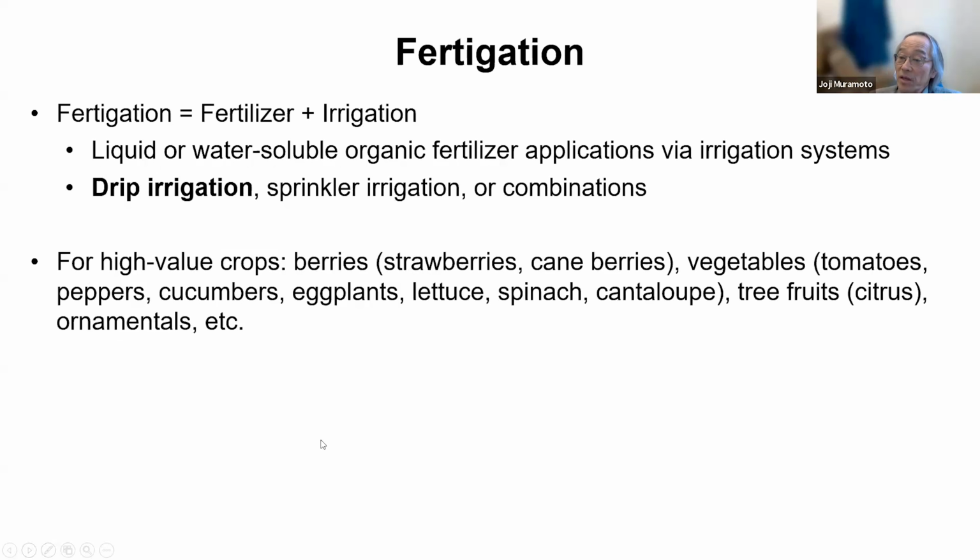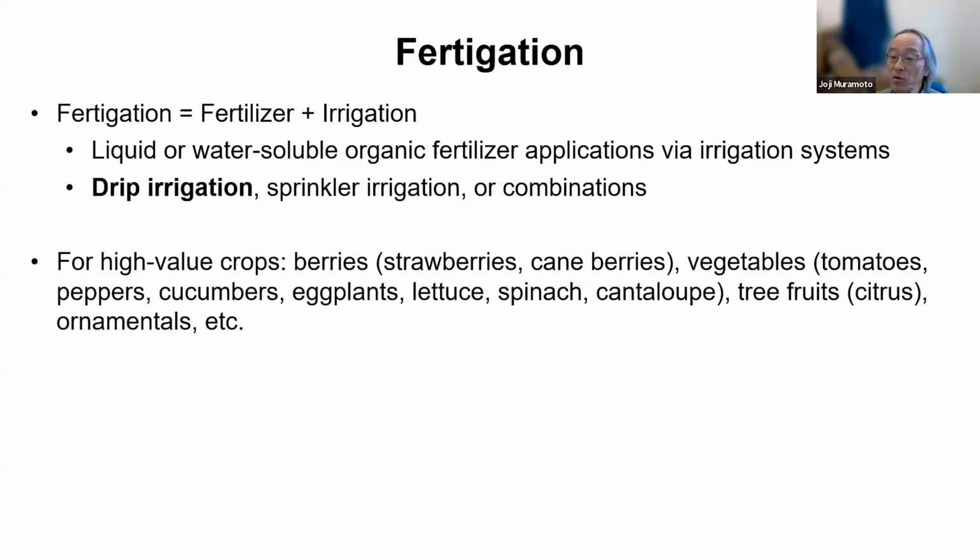So fertigation is the word combining fertilizer and irrigation. Which means liquid or water-soluble organic fertilizer applications through the irrigation system. That's fertigation. So it can be drip irrigation, sprinkler irrigation, or combinations. But today, I'm going to focus on drip irrigation systems. And then Mike is going to talk about details of how to do drip fertigation. And I'm going to talk more about the materials, what kind of materials are available for organic fertigation.